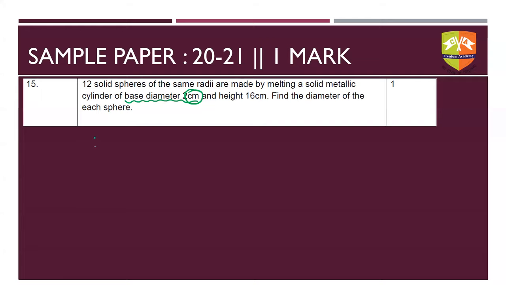So you'll say 12 solid spheres. Solid meaning full, right? Let's calculate the volume of the entire 12 solid spheres. So 12 into 4 by 3 pi r cube. This is the volume of 12 solid spheres, made by melting a solid metallic cylinder. What is the solid metallic cylinder? Base diameter 2 centimeters. So R here is 1 and height is 16. Hence it will be pi R square H, pi into 1 square into 16. This is the volume of the cylinder.